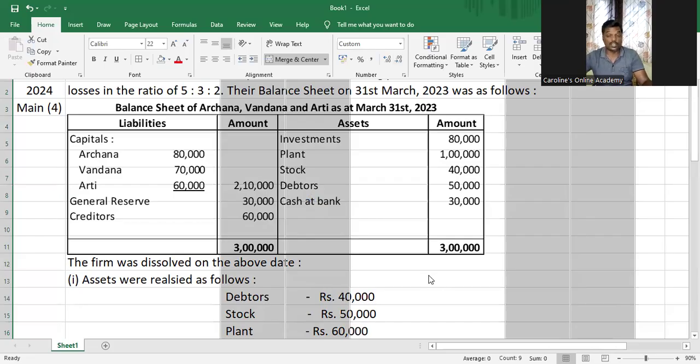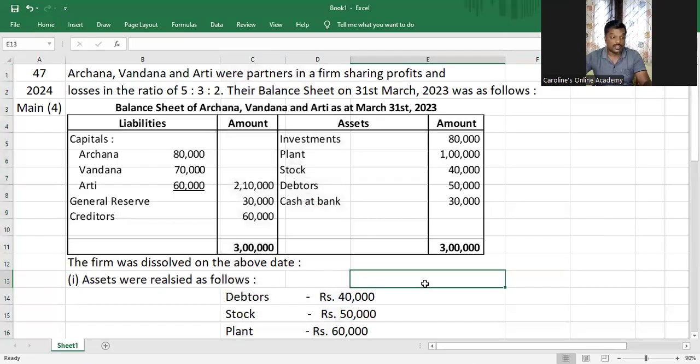Now, which assets will you transfer? On the asset side, you're supposed to transfer all the assets other than cash at bank. You're not supposed to transfer cash at bank. You're not supposed to transfer accumulated losses if they have been given on the asset side. And you're not supposed to transfer loan given to partner. Other than that, all the other assets are supposed to be transferred. In this question, we have investment, plant, stock, and debtors, and cash at bank is there, which is not supposed to be transferred. So all of these assets will be transferred first.